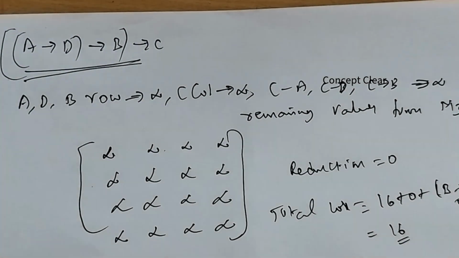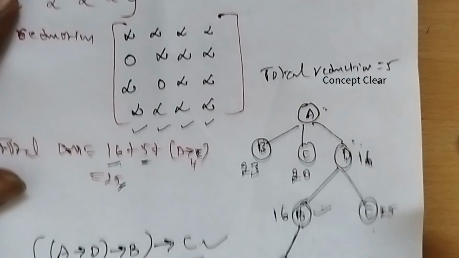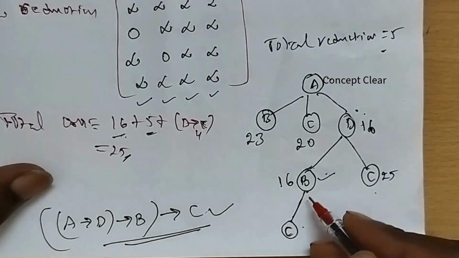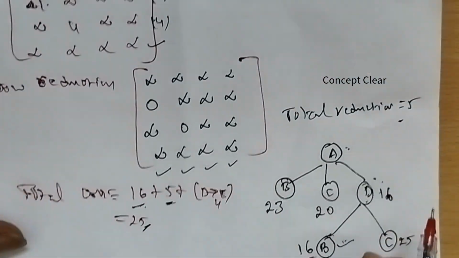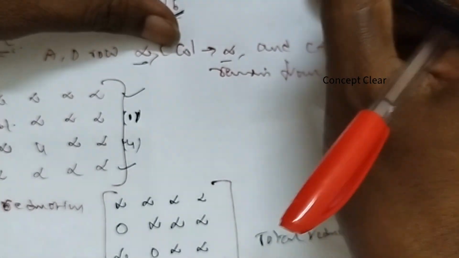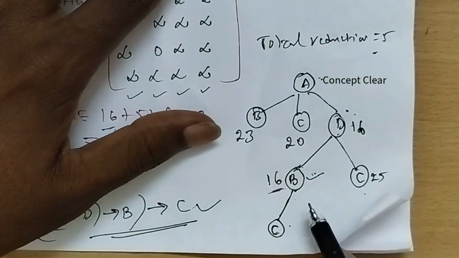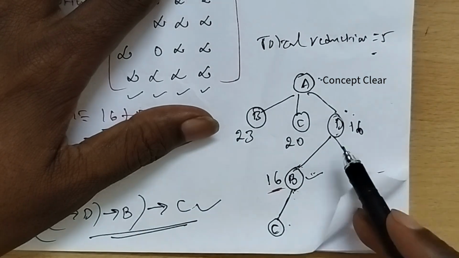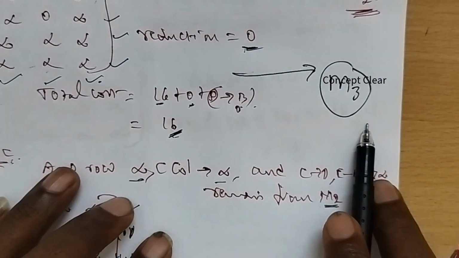Okay, here in this last one, by comparing B and C, it is the least value. So D to B value has to be taken as the M3. This matrix has to be considered as the M3 matrix. Why? Because here we are considering A to D to B is the least value. So we are considering this, so it becomes the M3 matrix.